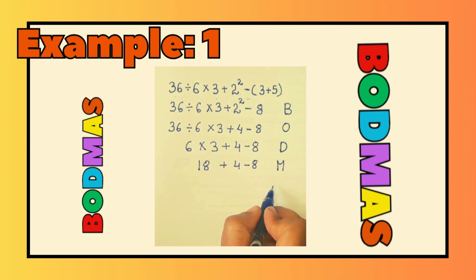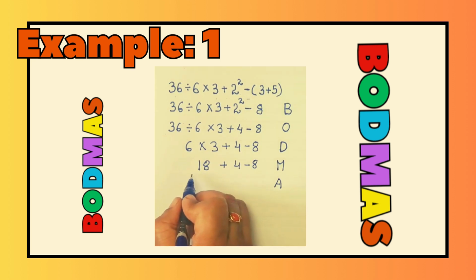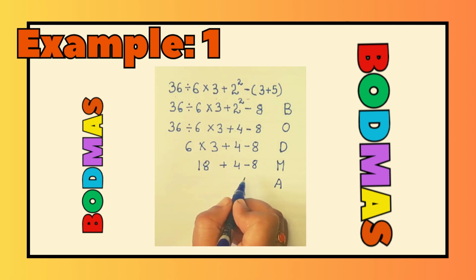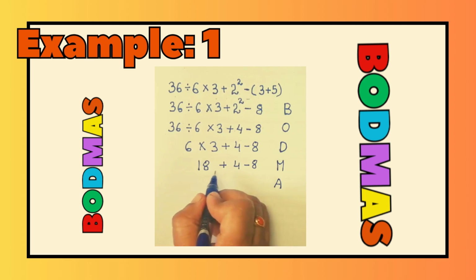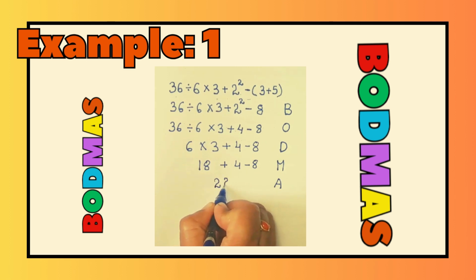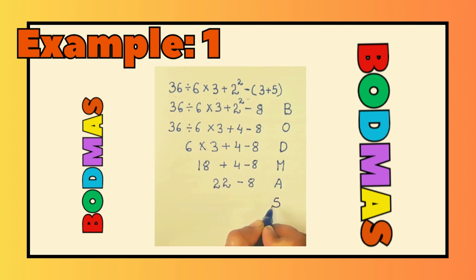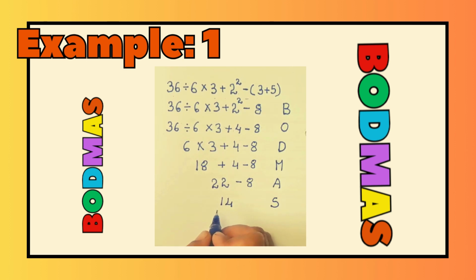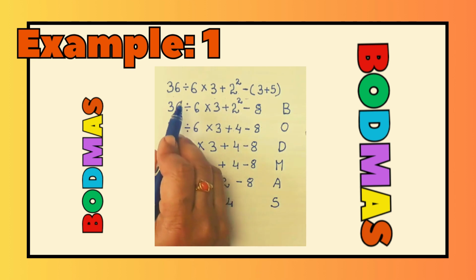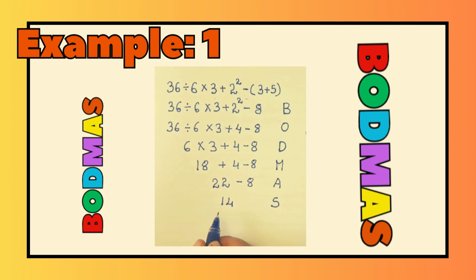After multiplication, what we have? Addition. Here, left to right. Addition and subtraction gets the same priority. From left to right, here I have addition only. So 18 plus 4 is 22 minus 8. Final last step is doing the subtraction. 22 minus 8 is 14. So this is how you will apply BODMAS rule to simplify the mathematical expressions involving multiple operators.